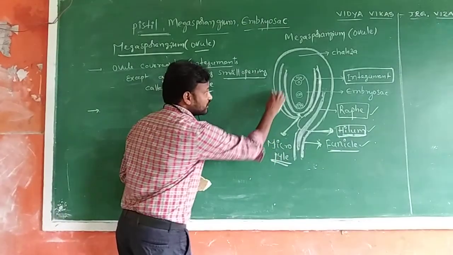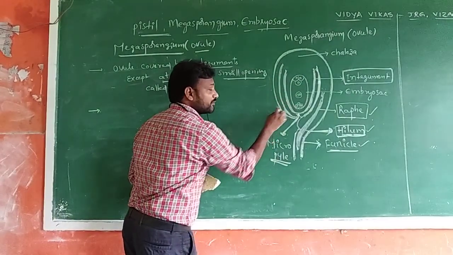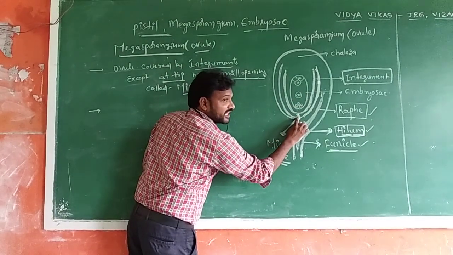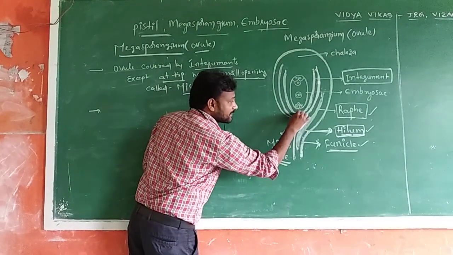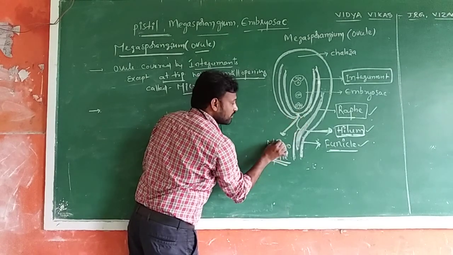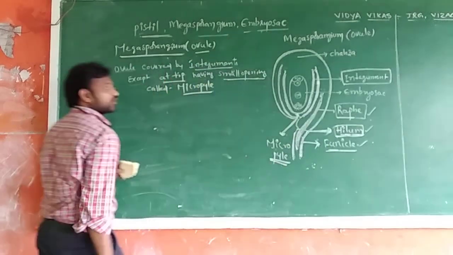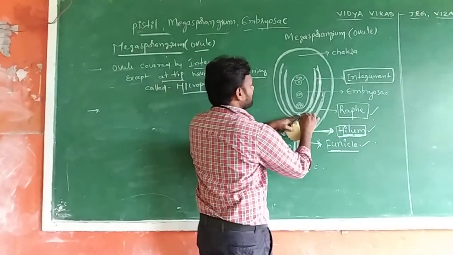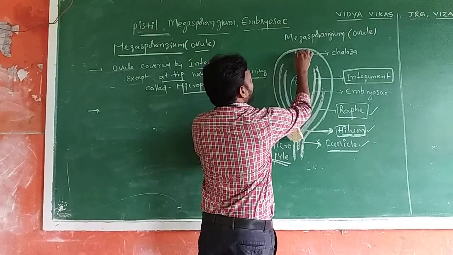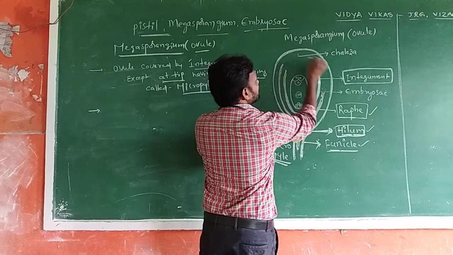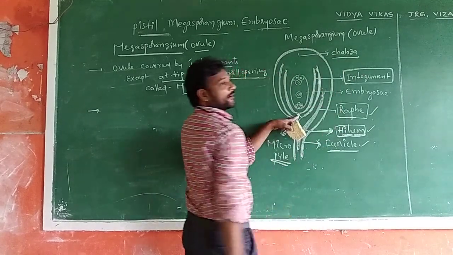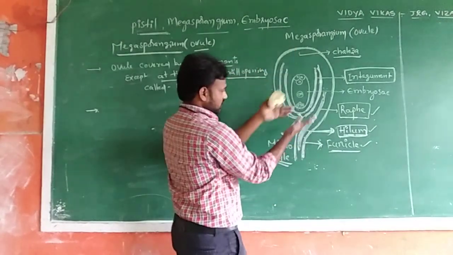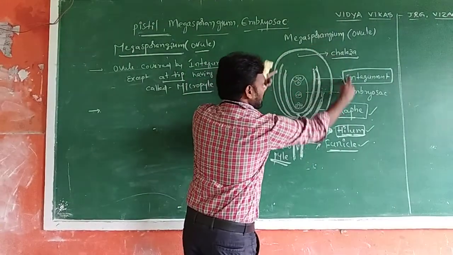Once again I repeat, the ovule is covered by the integument, except the apical opening. Except the tip, here a small opening is there. This is called micropyle. Opposite to micropyle, this is called chalaza. Actually, this is an inverted ovule, not a straight ovule. If a straight ovule is there, chalaza comes to this side.